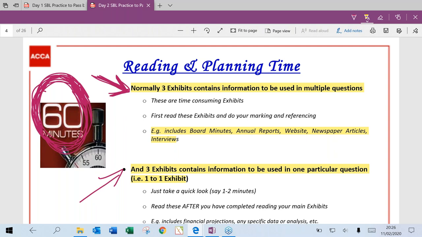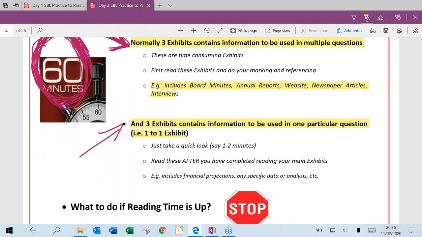Anything other than board minutes, annual reports, or newspaper articles is generally supposed to be 1-to-1, like a fact sheet, or financial projections. There might be some other specific things that are 1-to-1.